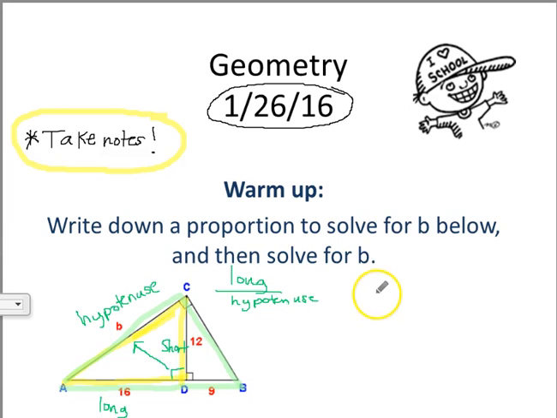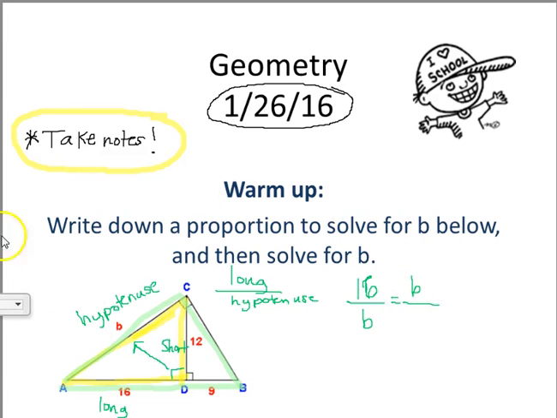I'm going to start with the small triangle. So in the small triangle, the long leg is 16, and the hypotenuse is b. That's our unknown that we're going to try to solve for. In our big triangle, the green triangle, now the long leg, which is our long leg? It's this leg right here. It's also b, so I'm going to write that down as b.